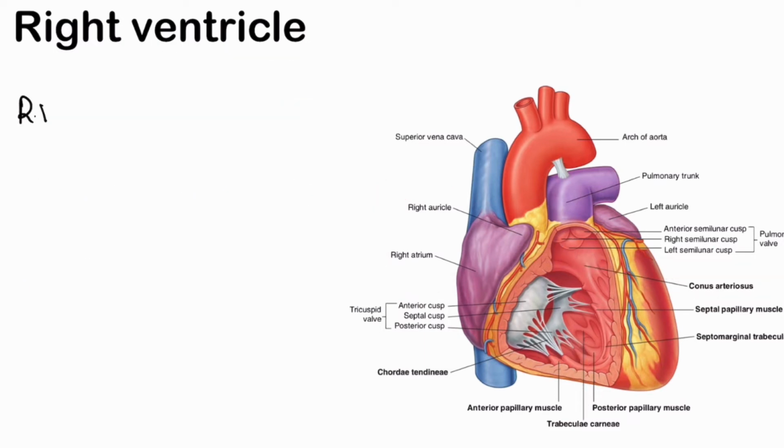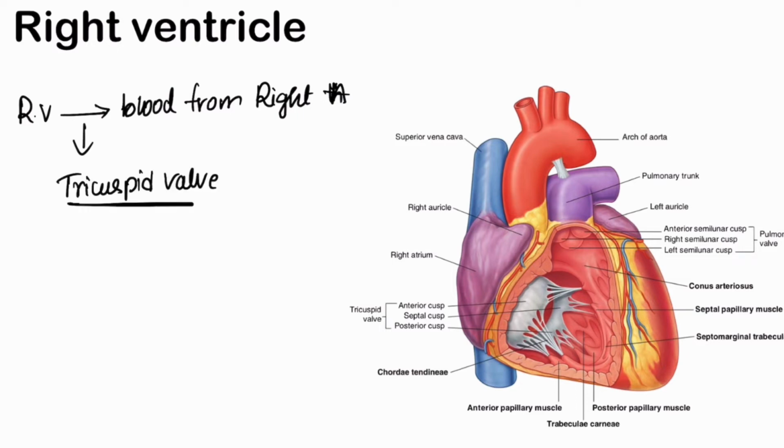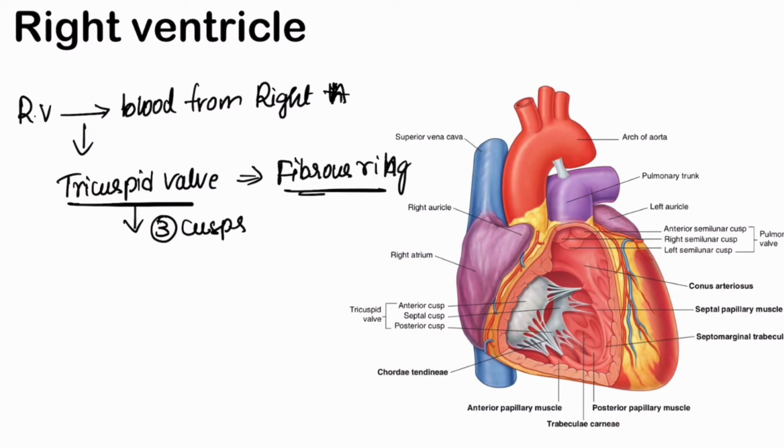The right ventricle receives blood from the right atrium. Right ventricle receives blood from the right atrium through the tricuspid valve. It is called a tricuspid valve because it has three cusps. This tricuspid valve is surrounded by a fibrous ring to keep its shape constant.